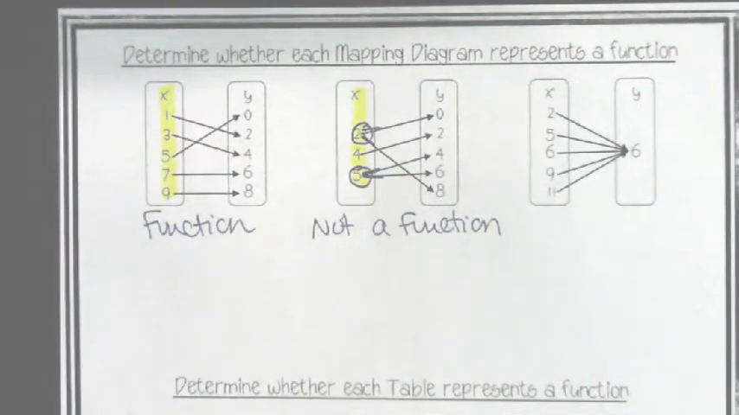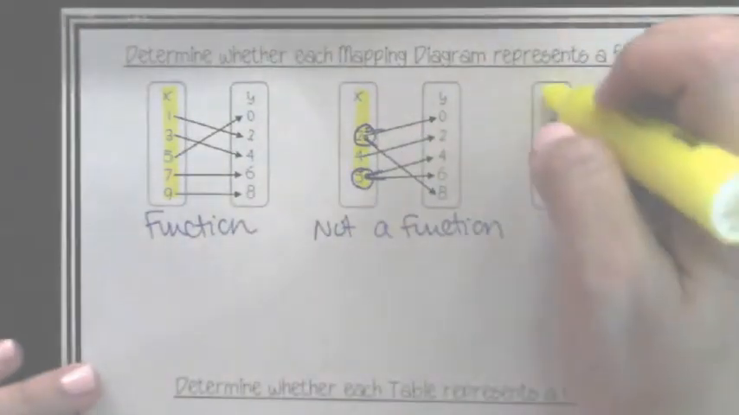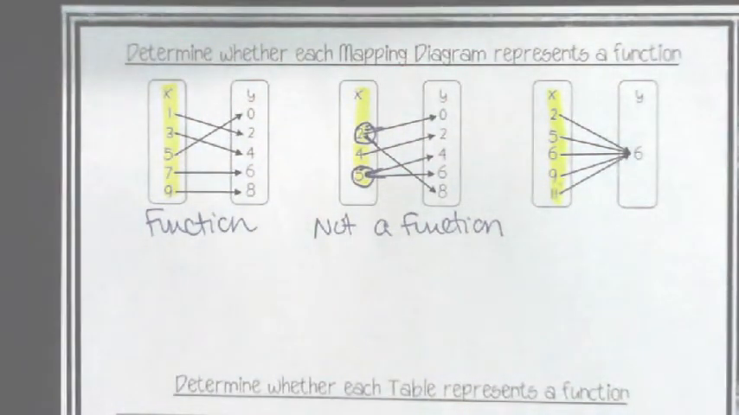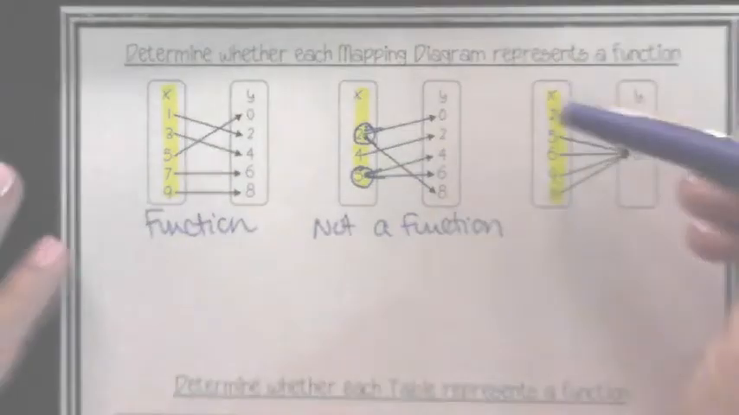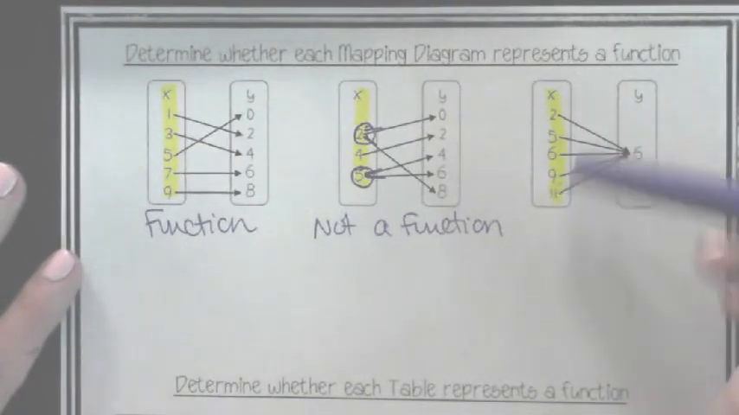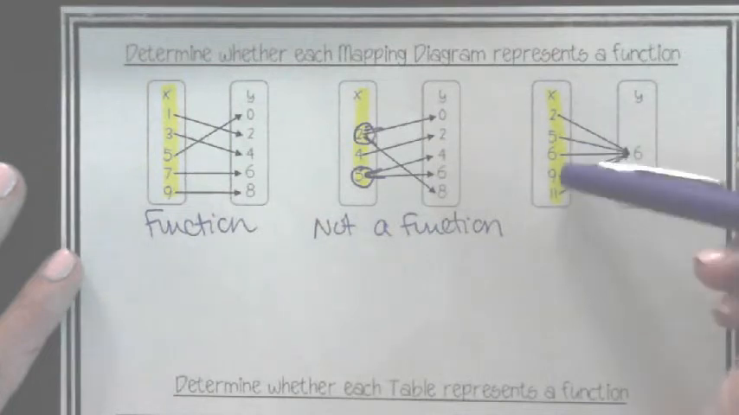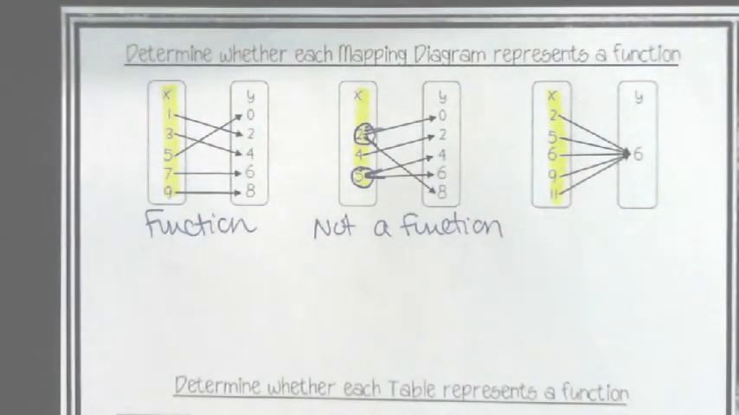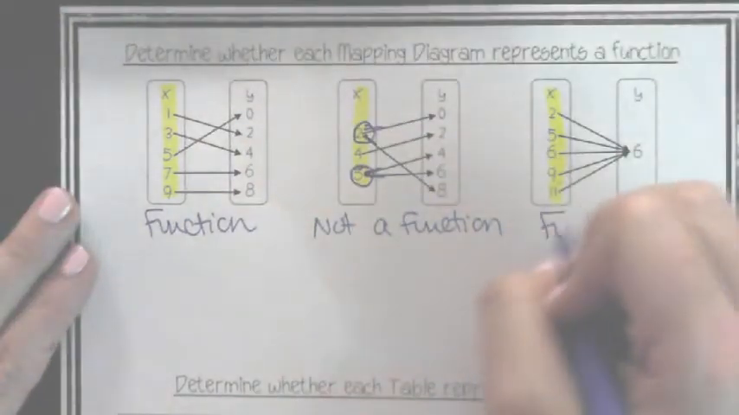And then on the third representation, again, I'm just focusing on my x values. Are they all different? Yes. 2, 5, 6, 9, and 11. Yes, those are all different. Is there only one line coming from each x value? Yes. That means it's only being used one time, so is this a function or not? Yes. It is a function.